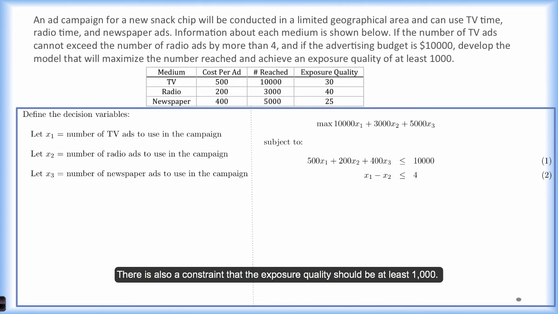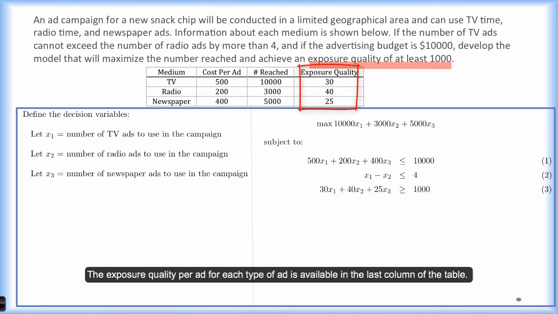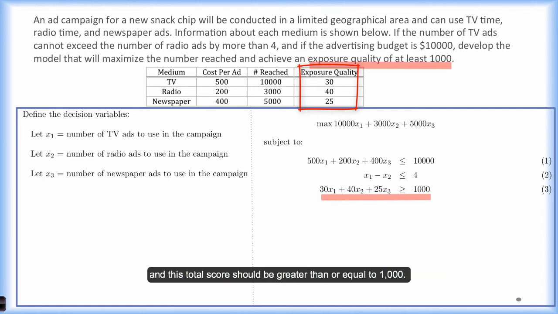There is also a constraint that the exposure quality should be at least 1,000. The exposure quality per ad for each type of ad is available in the last column of the table. Therefore, we see that the total exposure quality score is 30x1 plus 40x2 plus 25x3. And this total score should be greater than or equal to 1,000. Equation 3 describes this constraint.